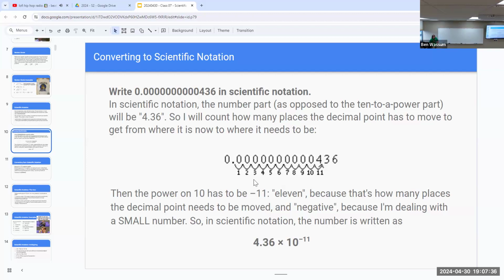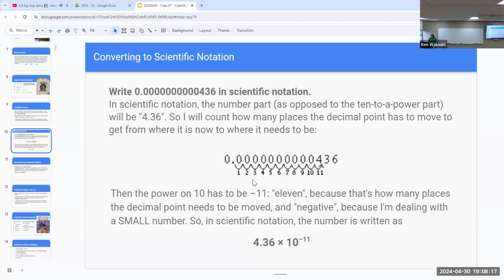So I know I'm going to have 4.36 times 10 to a power. What's that power? Well, it's going to be 11. It's going to be however many times we jumped. But then you have to make the decision, is this going to be a negative 11 or a positive 11? Negatives are when you have a very tiny number, very small. This is obviously a tiny number, right? We're down into the little micro numbers here. So anytime you have a tiny number, you have a negative exponent because you're dividing essentially to get to that point.